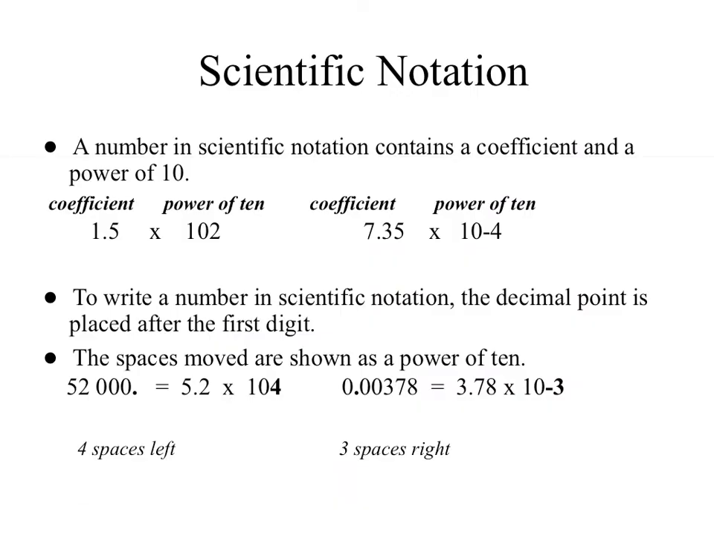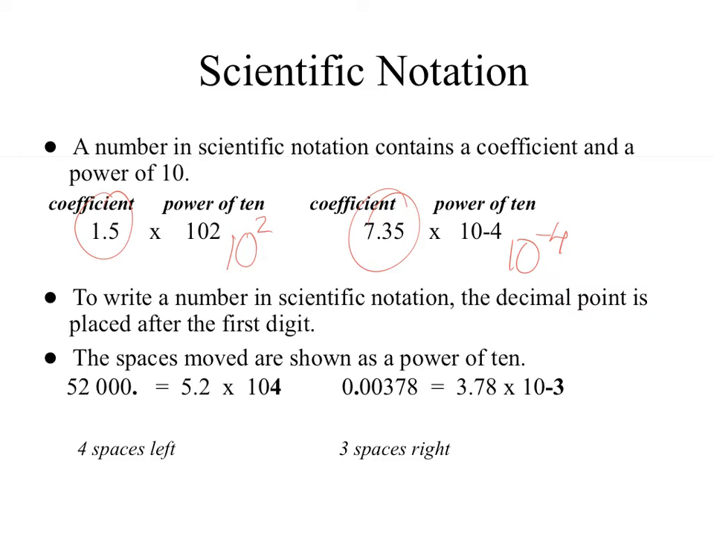Okay, so let's take a look at this. A number in scientific notation contains a coefficient and a power of 10. So the coefficient's this front number. Power of 10, that's where the computer screwed up here. Sorry, guys. This should be 10 squared and 10 to the minus 4, okay?